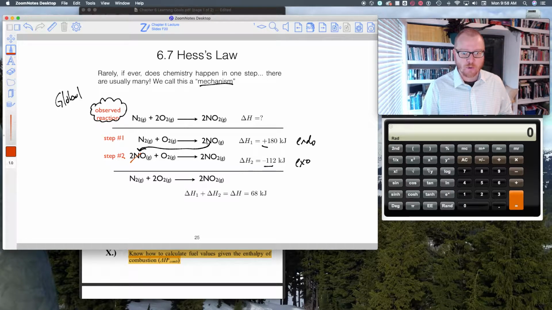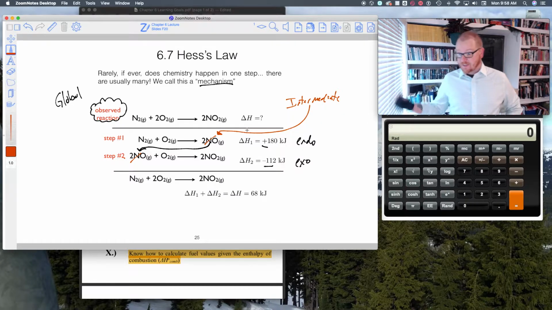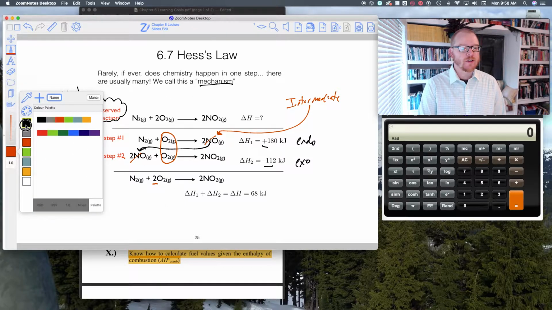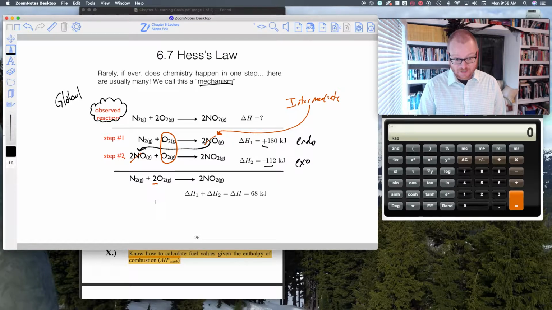So the two NOs cancel with the two NOs, right? So later on in Chem 110, we'll start to call this an intermediate. We're not going to talk about intermediates too much in this class, but it is a chemical intermediate. It appears in one step and disappears in another step. Okay. We also note that, look, there's two oxygens that get added up to give me my two oxygens right there. All right. And everything else follows down the line as we're adding these reactions together.